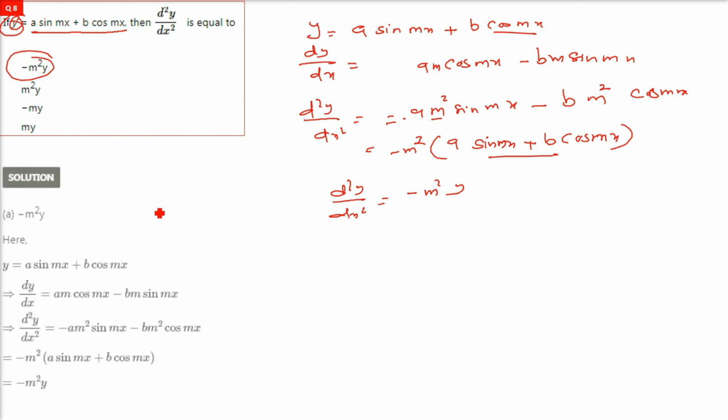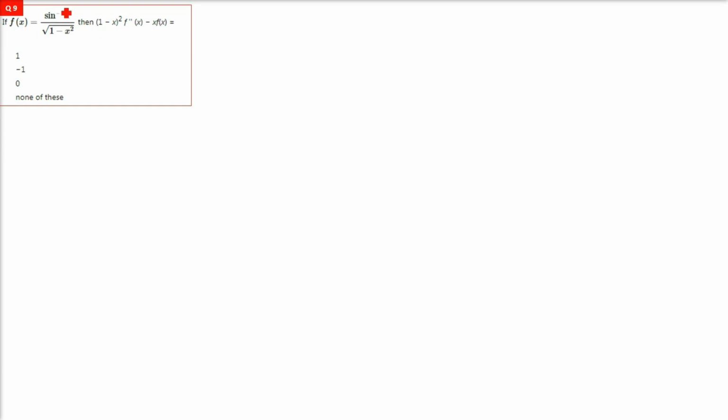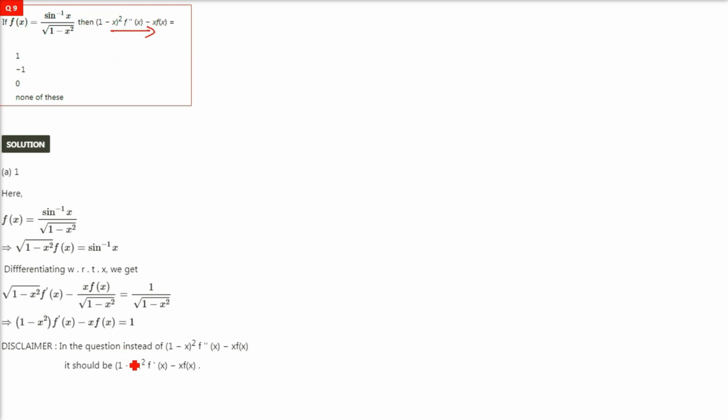And there are 4 options. So what you have to choose is the first one, and you have to write like this. f(x) is equal to sin inverse x by under root 1 minus x square. So I'll just try to suggest a change here in the question being asked, because it is f double dash x. It will not be double dash, that is, there will not be a double or higher order derivative. It will just be one derivative. So 1 minus x square into f dash x minus x f(x). f(x) is equal to sin inverse x divided by under root 1 minus x square.